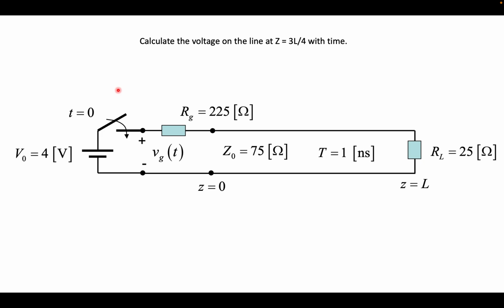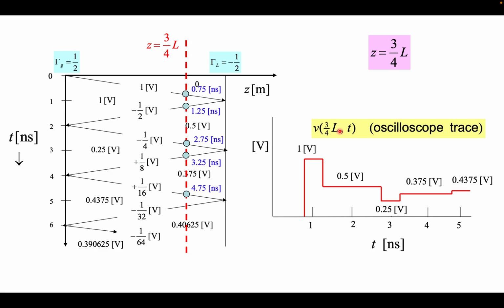First of all, how much time will it take for the voltage starting from this end to reach Z equal to 3L by 4? It will be 0.75 nanosecond, because if a wave travels distance L in 1 nanosecond, it will take 0.75 nanosecond to travel 3L by 4. So here I have marked 0.75 nanosecond.